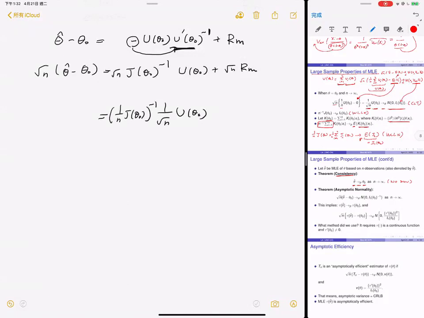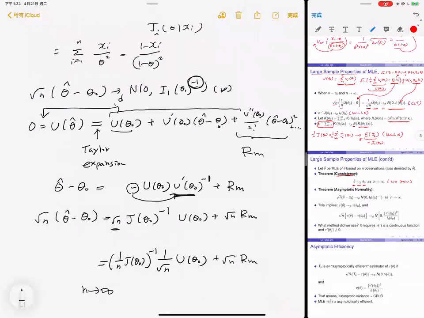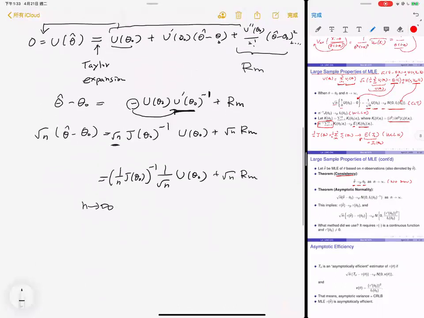Okay, so right here is what? 1 over n inverse, see right here, 1 over n inverse become n times 1 over square root n become square root n. Okay, so nothing changes. Okay, square root n Rn right here. Say right now if n goes to infinity, we are looking for what? Looking for the limit, right? Eventually n goes to infinity.